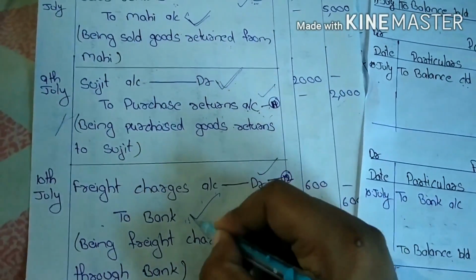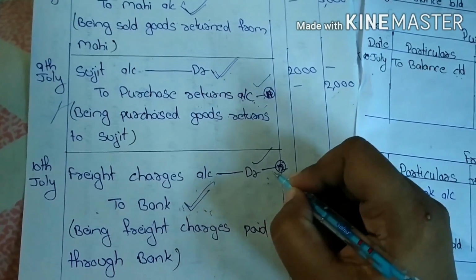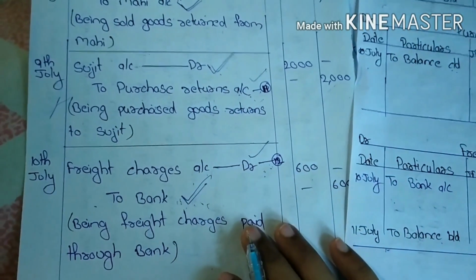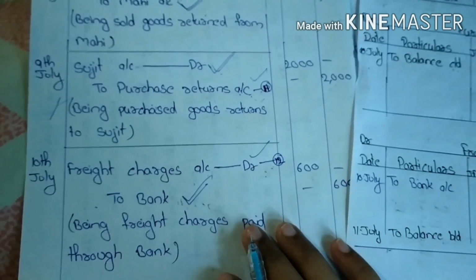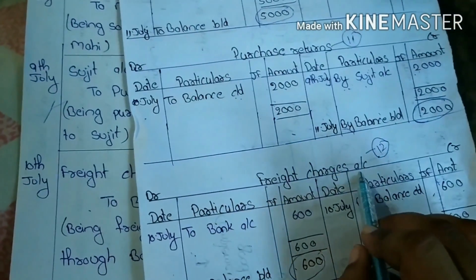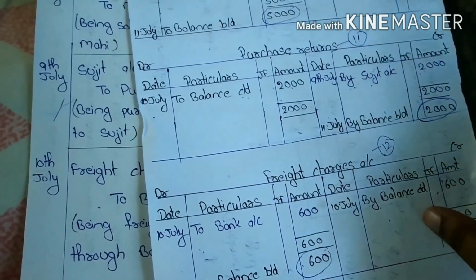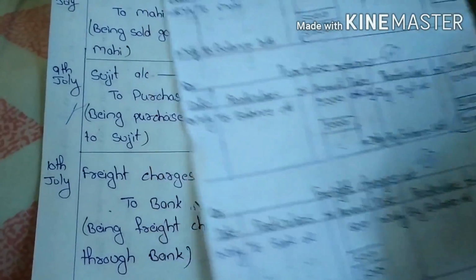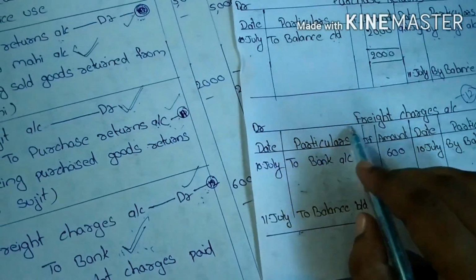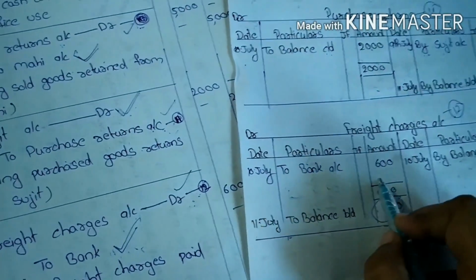Next, already the bank account is completed, right? So the last account is the freight charges account. This is the 12th account and there is only one transaction which relates to the freight charges account. So we open the freight charges account. Debit, particulars, journal folio, amount, date, particulars, journal folio, amount. Okay. So the freight charges account should be on debit side, right? So on the debit side of the freight charges account, we have to post to bank account 600.